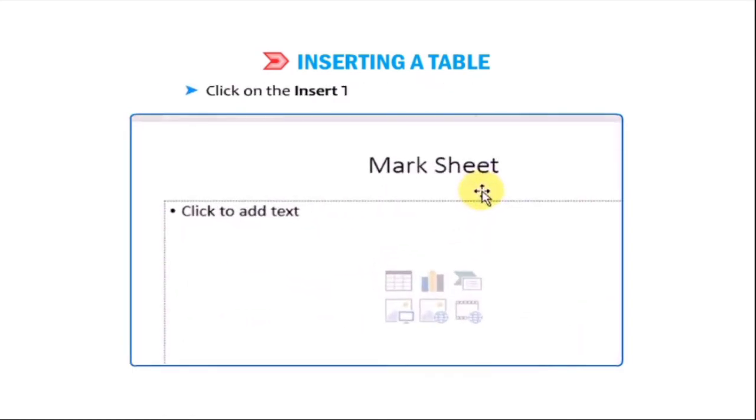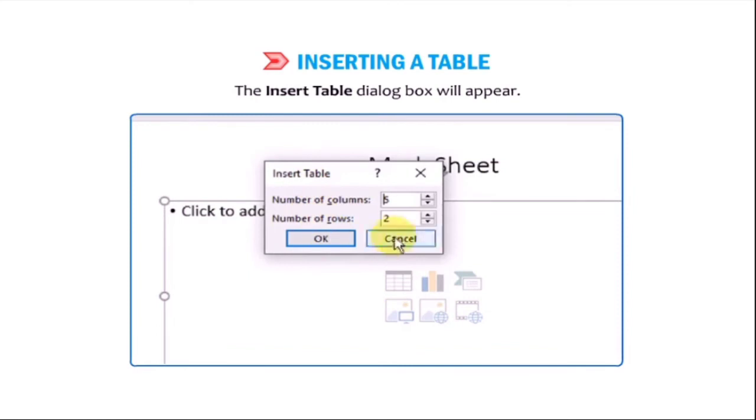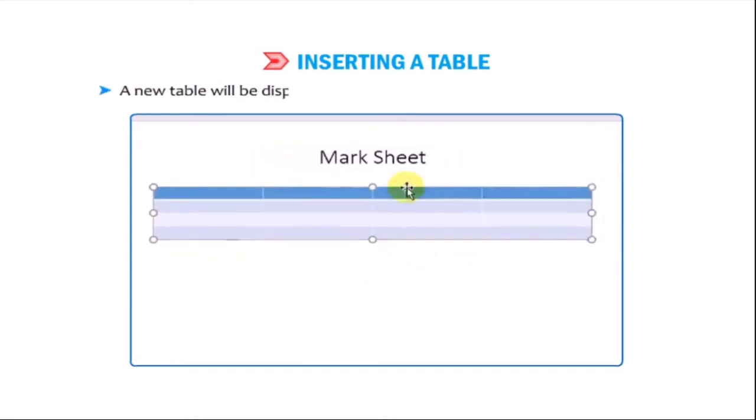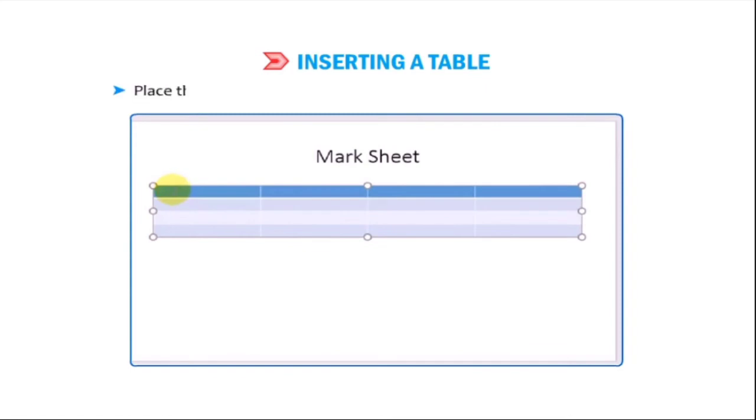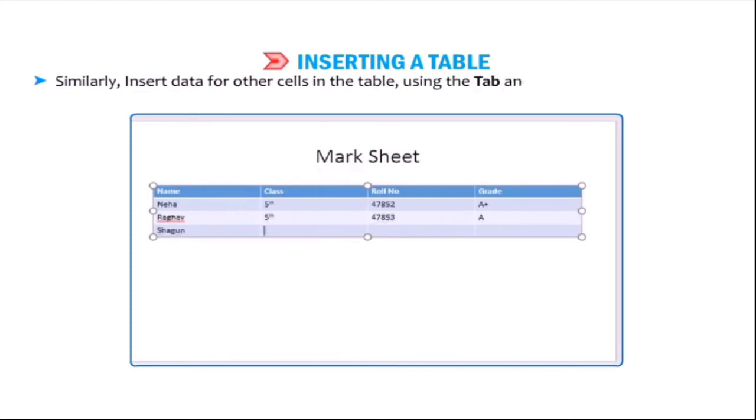Click on the Insert Table icon present on the slide. The Insert Table dialog box will appear. Define the number of columns and rows and click OK. A new table will be displayed according to the defined rows and columns. Place the mouse pointer in the first cell of the table and type heading. Press the Tab key. Similarly, insert data for other cells in the table using the Tab and arrow keys or clicking in the required cell.